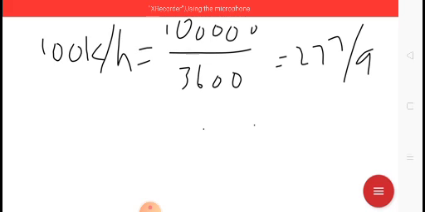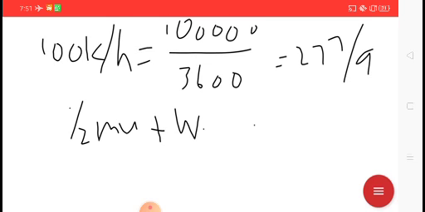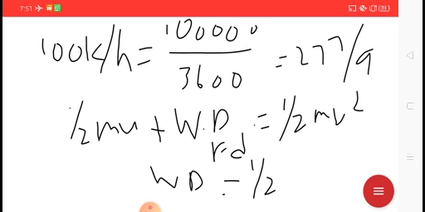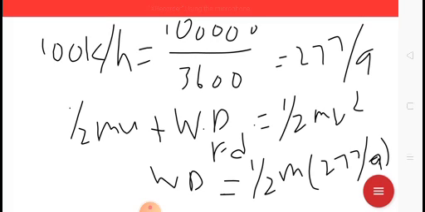So you still can use the before and after principle. I directly put the before and after energy into the principle. So 1/2 m u squared plus work done, and don't forget this is work done by the driving force, so positive, equals 1/2 m v squared. So work done simply will be equal to 1/2 m v2 squared minus 1/2 m v1 squared. But you know that v1 equals 0, so it's equal to 1/2 m times 27.78 squared.